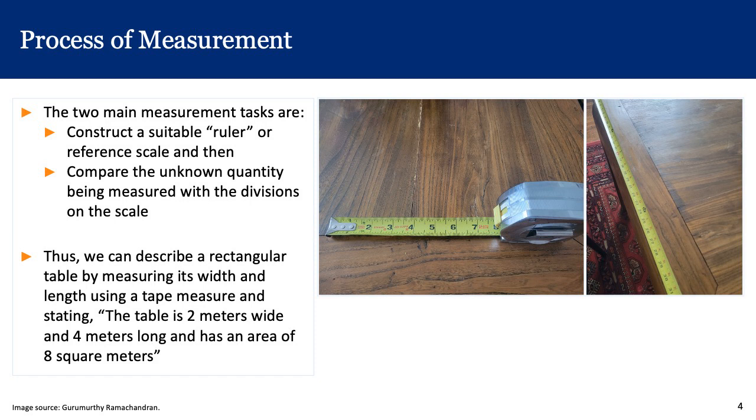And actually what we really want to do is measure the area of this table. So we need to measure the length and width of this table. We describe this as a rectangular table, and we measure its length and width using a tape measure. And we can end up with a statement such as the table is 2 meters wide and 4 meters long, and therefore has an area of 8 square meters.